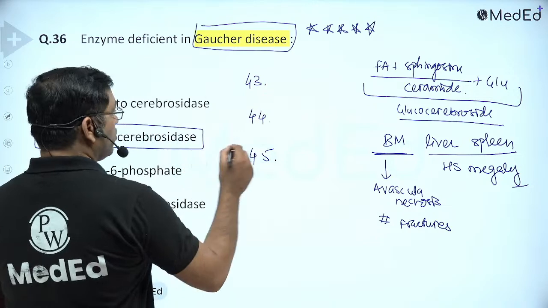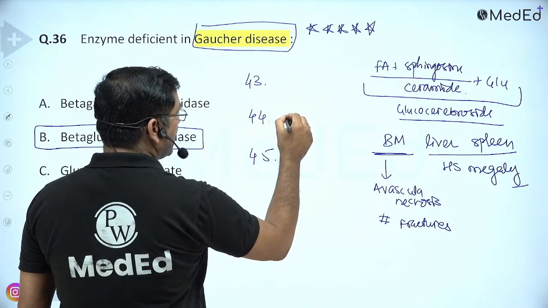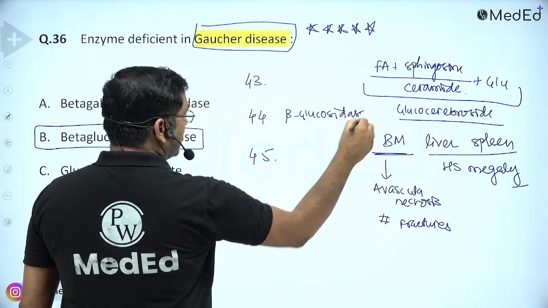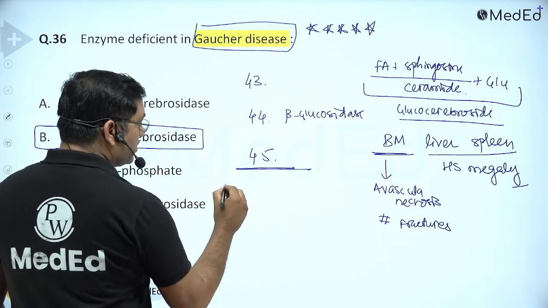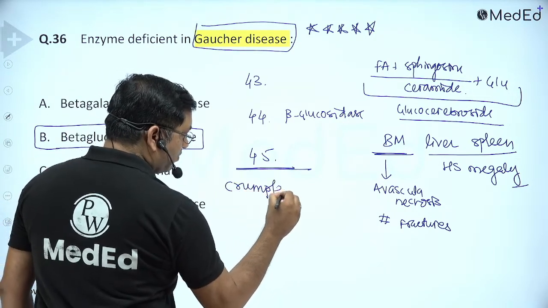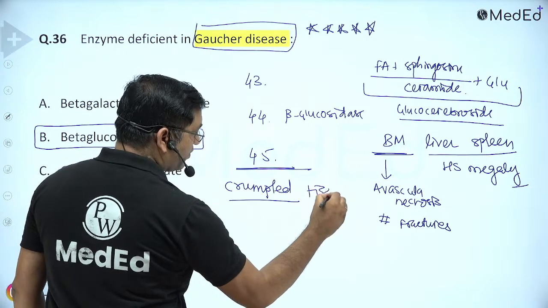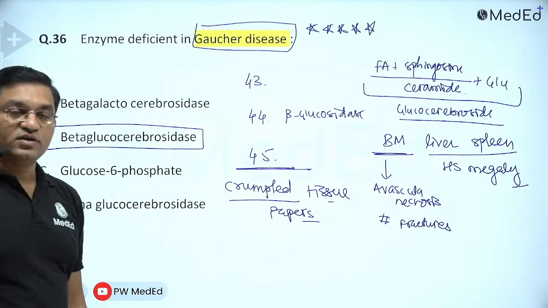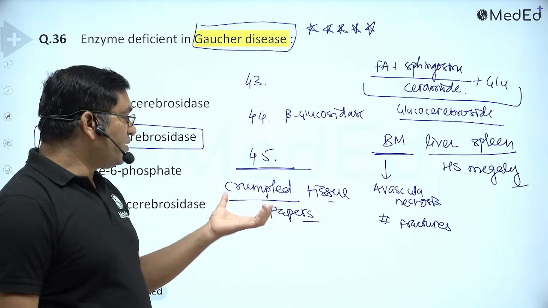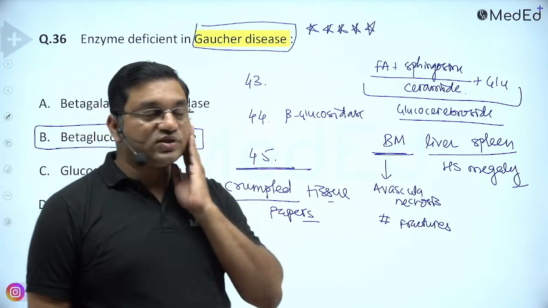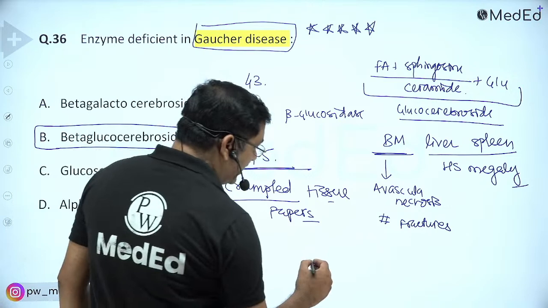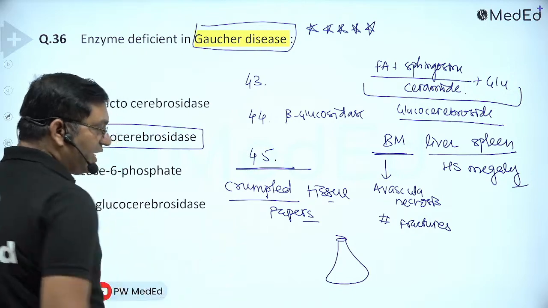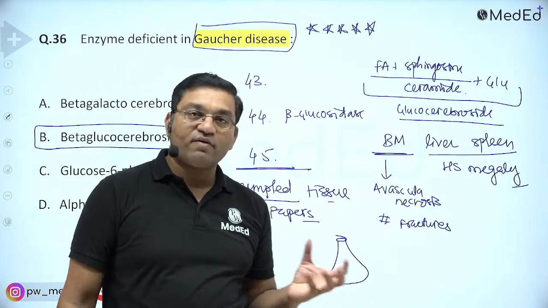Deficiency of glucocerebrosidase, that is beta glucosidase defect, causes Gaucher's disease. The typical feature is the crumpled tissue paper appearance of the lysosomes on microscopy. It also gives the Erlenmeyer flask deformity: if you see the femur, the end of the long bone appears like an Erlenmeyer flask on the X-ray.